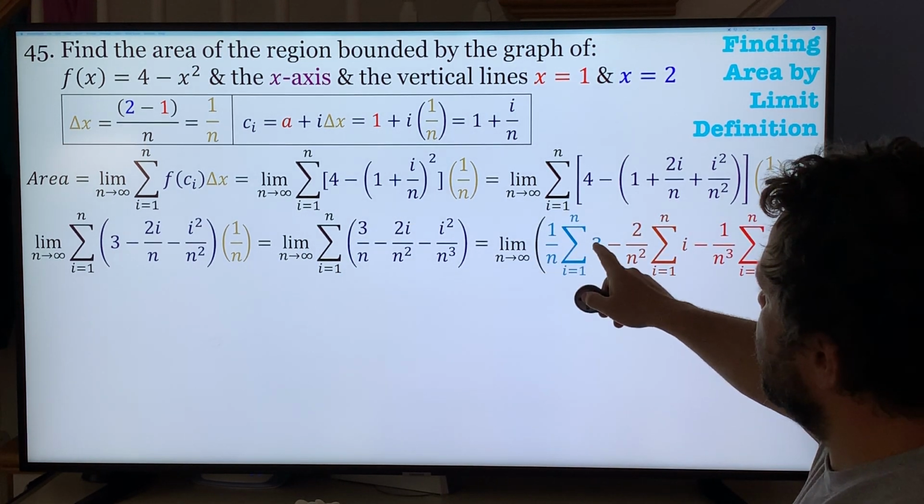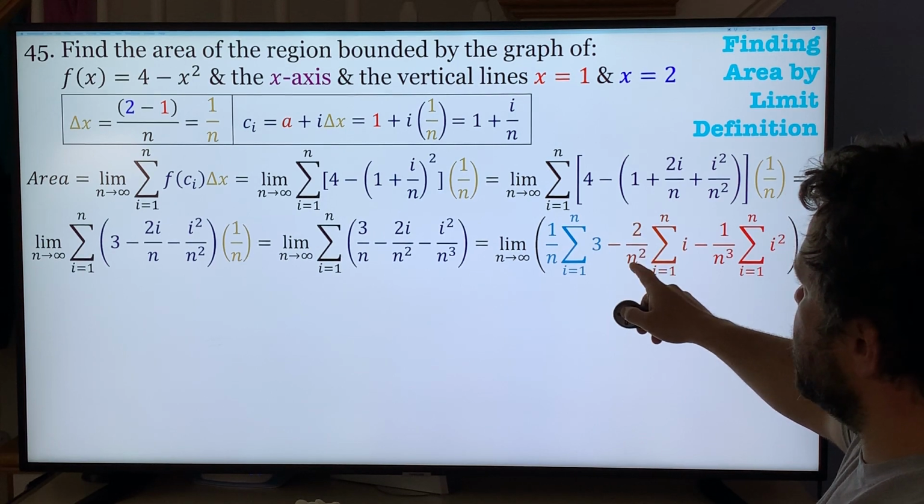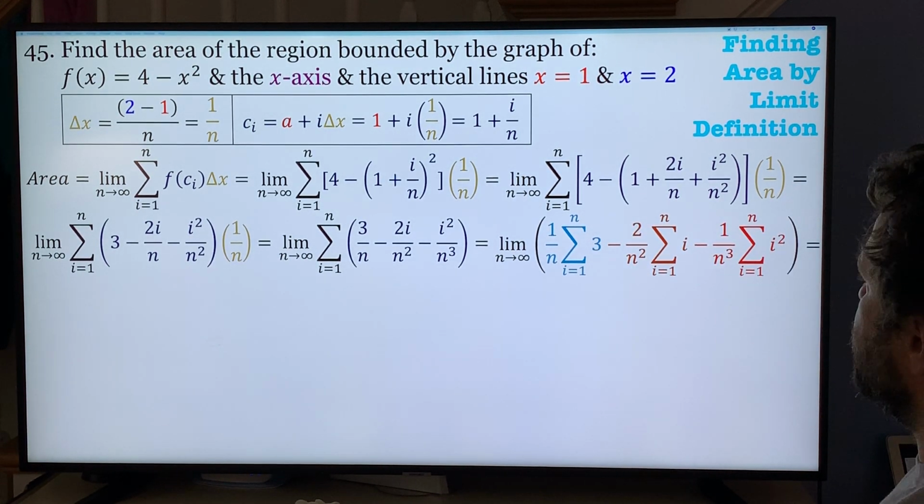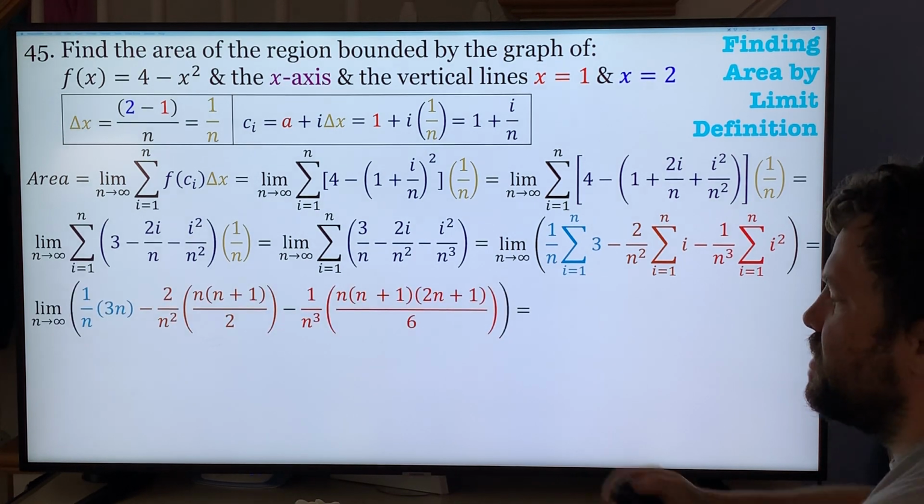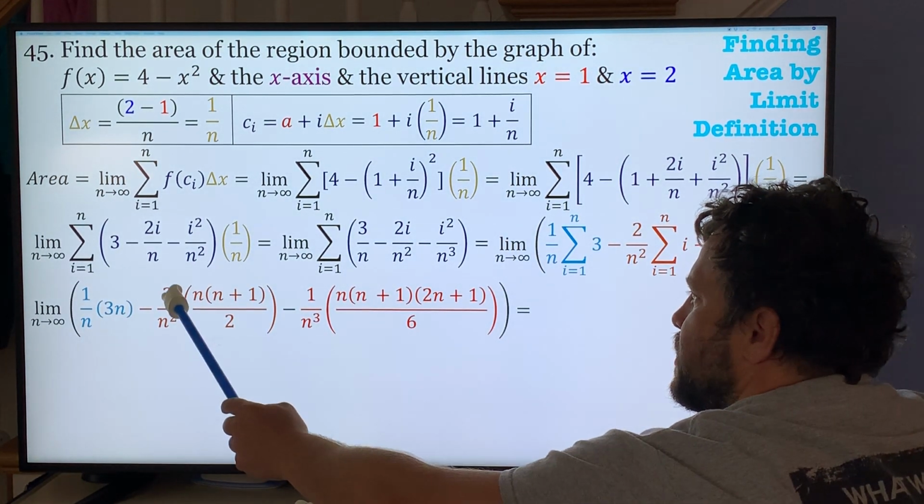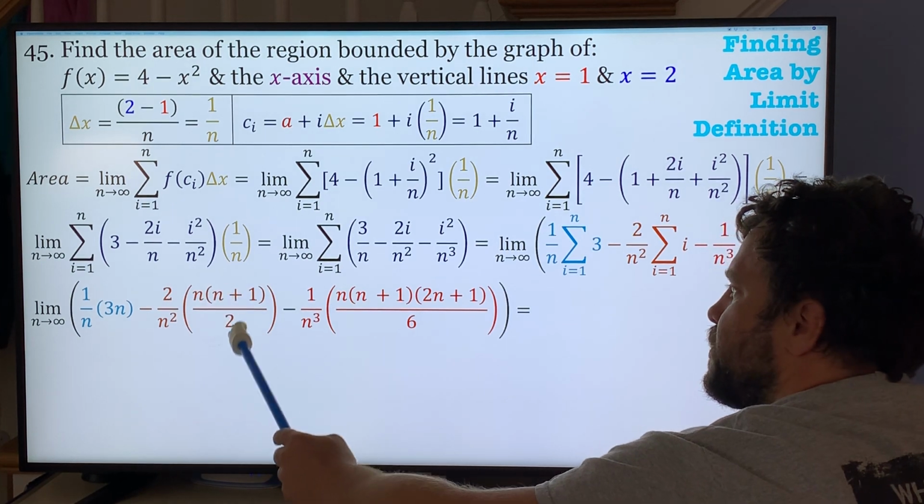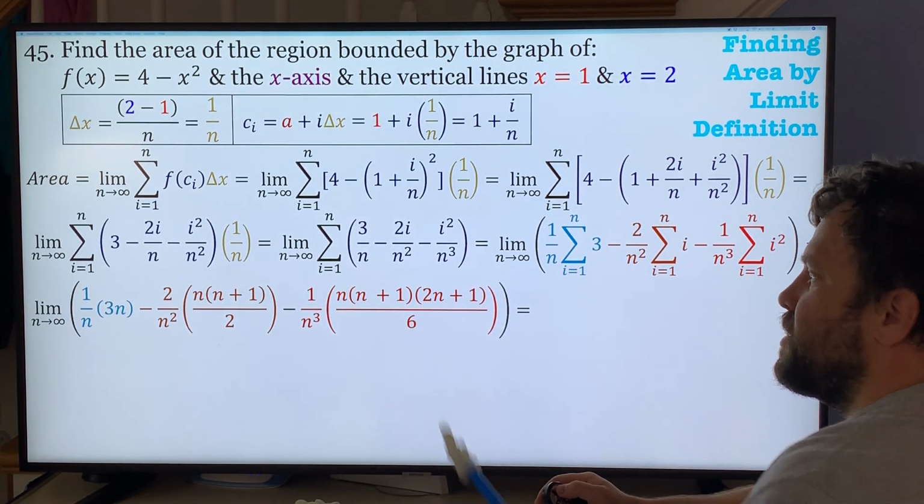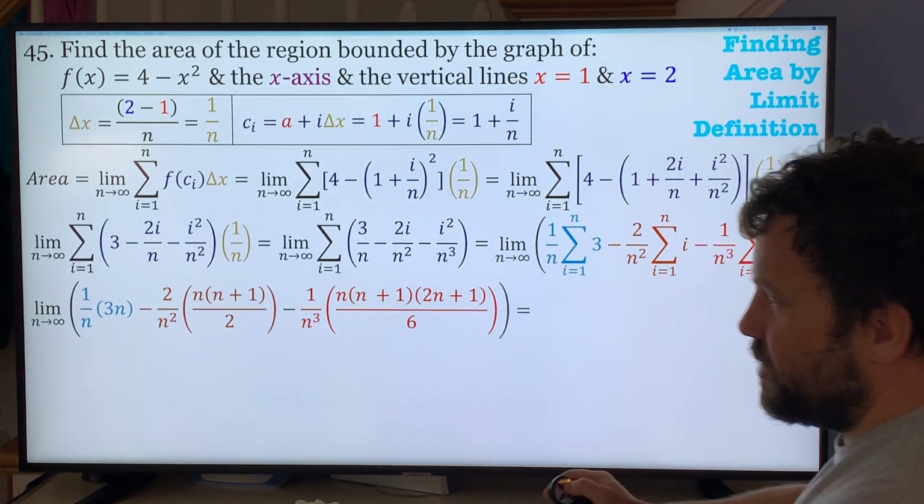So it's 1 over n times the sum of 3, 2 over n squared, sum of i, 1 over n cubed, sum of i squared. So we're going to use our definitions. 1 over n times 3n, 2 over n squared, n plus 1 over 2, 1 over n cubed, n plus 1, 2n plus 1 over 6, right? And now you're going to expand.